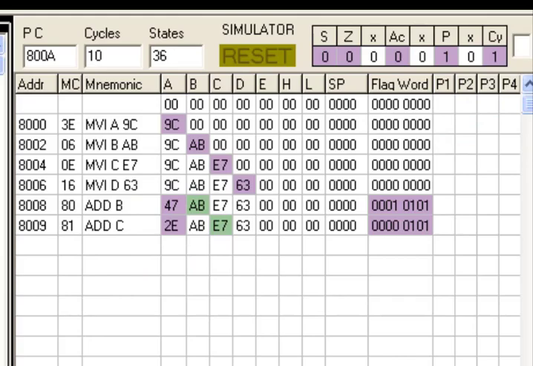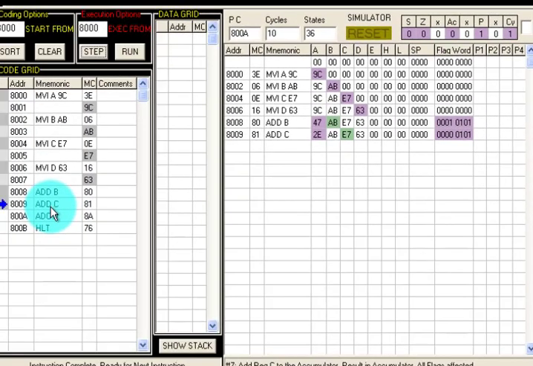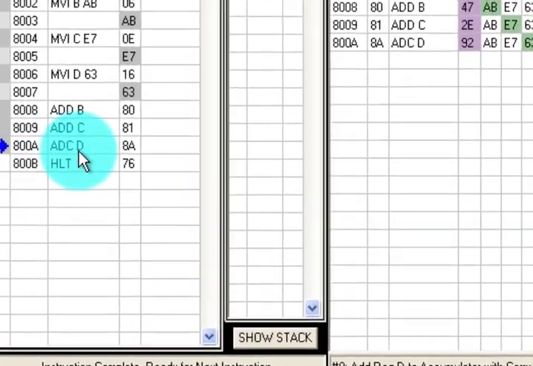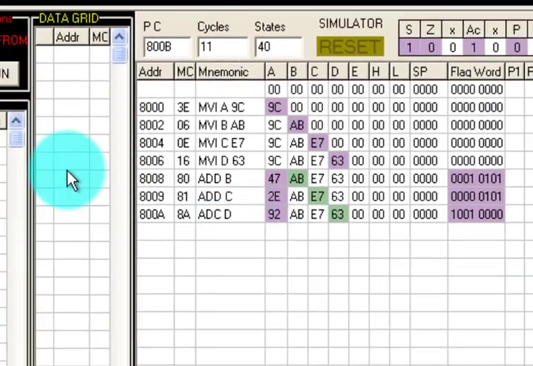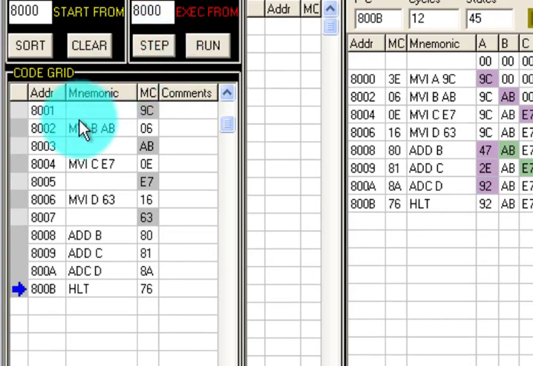In this ADD C instruction, it only adds the contents of register A with C and it ignores the carry which was generated in the previous addition. Now with the next step, ADC, what does ADC do? It adds the contents of register A, which was 2E, with 63 and also the carry from the previous addition, and we get the number 92. Then finally we have the halt instruction. So this is how the instructions ADC and ADD work.